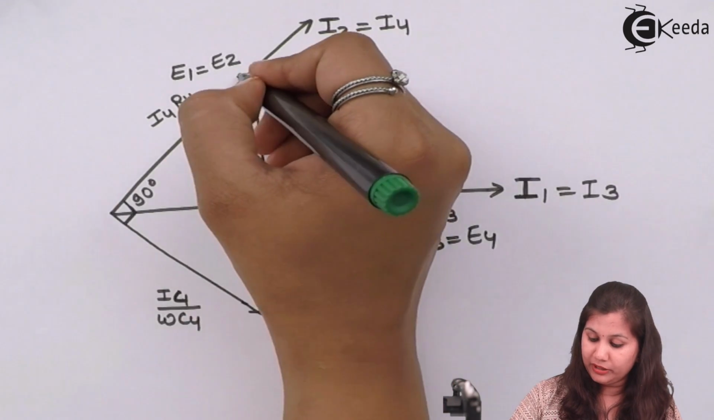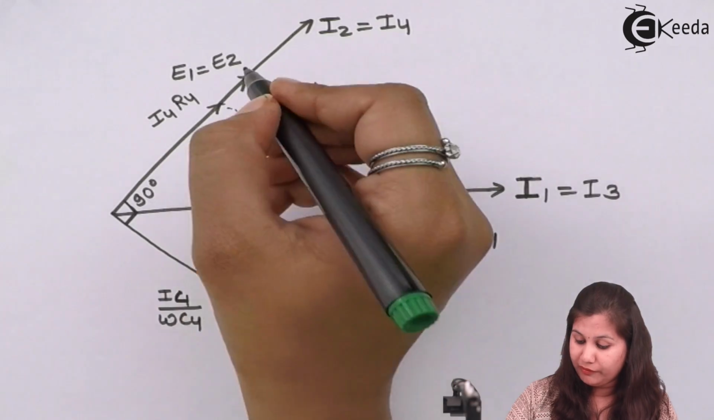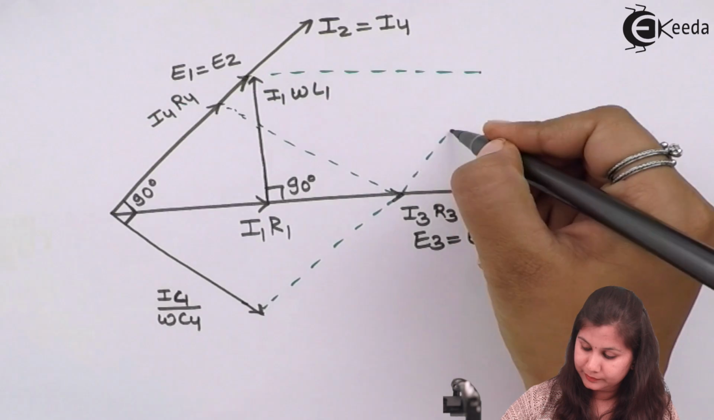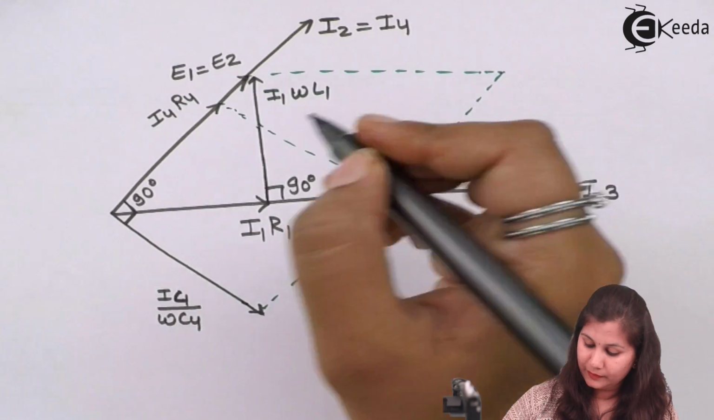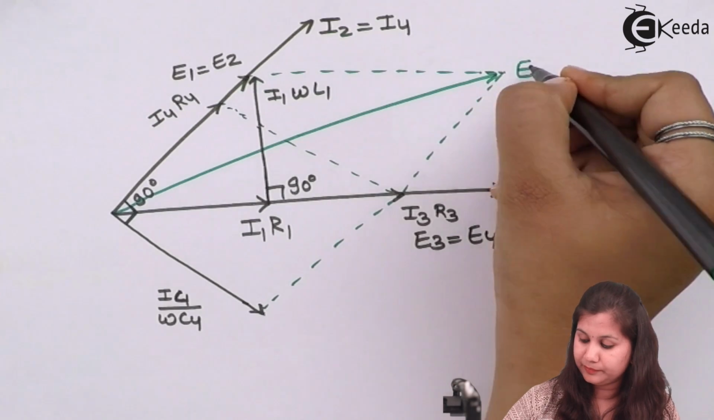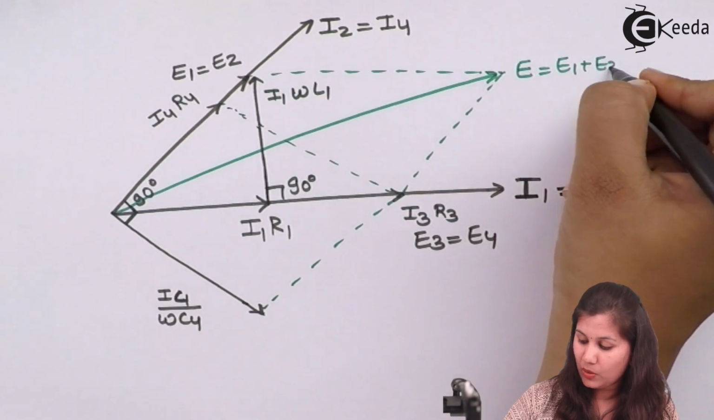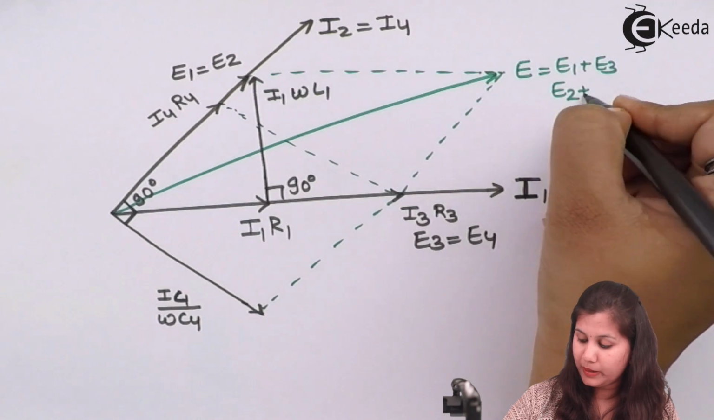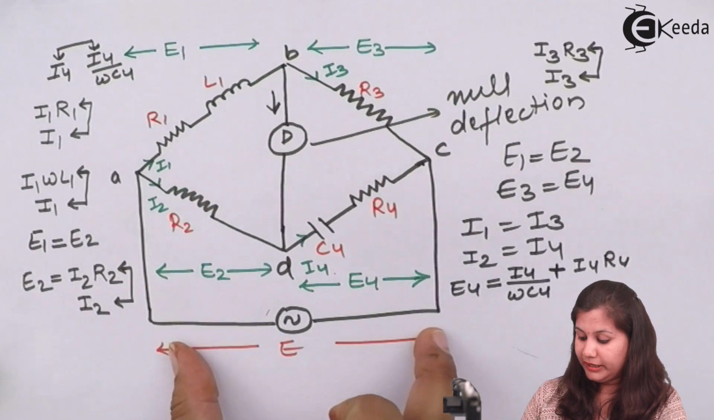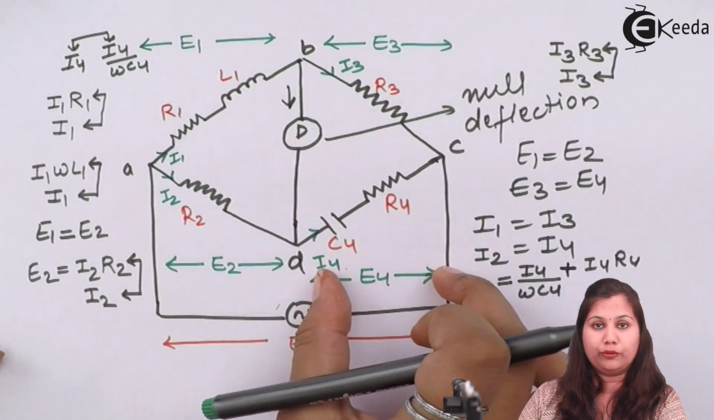Now this was E1 or E2 and this was E3 and E4. If we draw their resultant, it will be equal to the total EMF E, because E can be written as E1 plus E3, and also as E2 plus E4. You can see here the total EMF is the sum of E1 plus E3 or E2 plus E4.